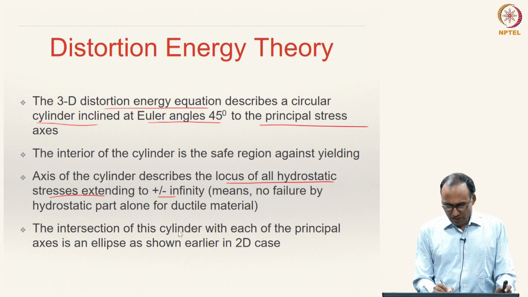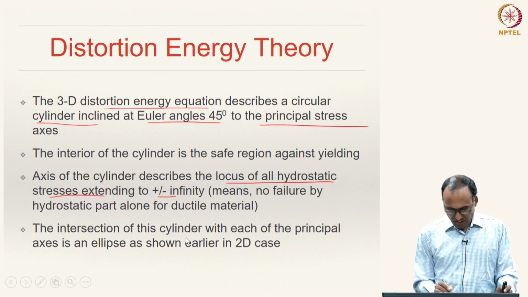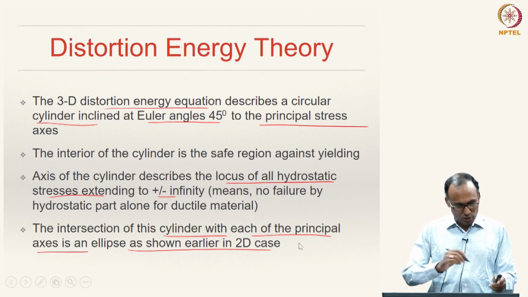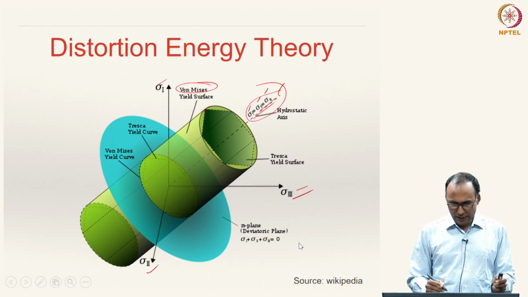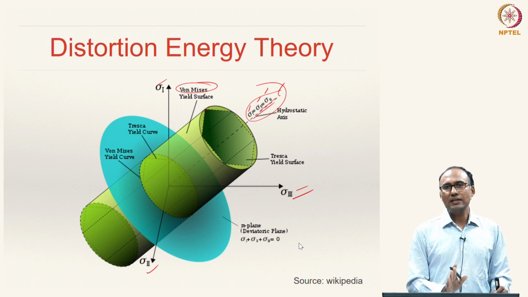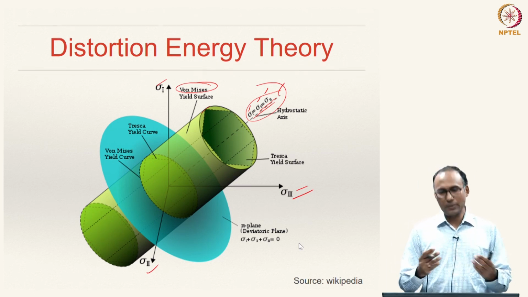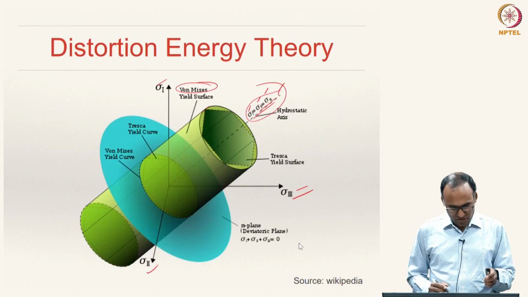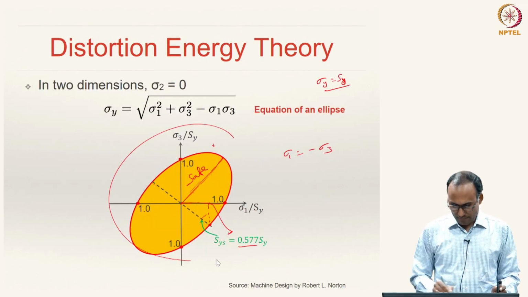So, the intersection of that cylinder with each of the principal axes is an ellipse, as shown in the 2D case. If you cut the cylinder with respect to one of the axes, then you see that it is going to be an elliptical shape, right, and that is the shape that you are actually seeing in the 2D case.